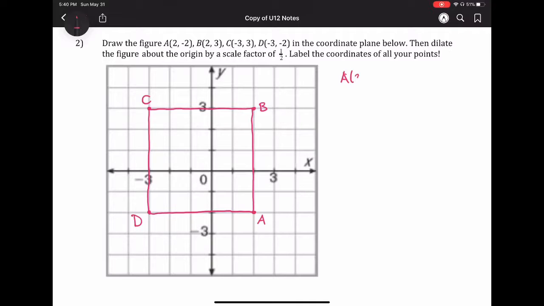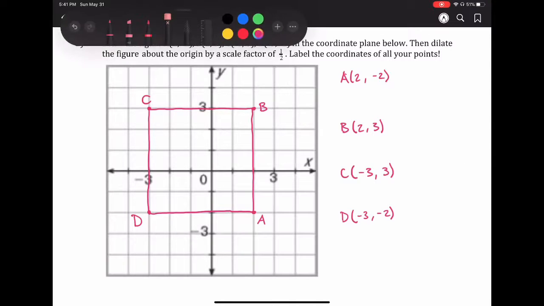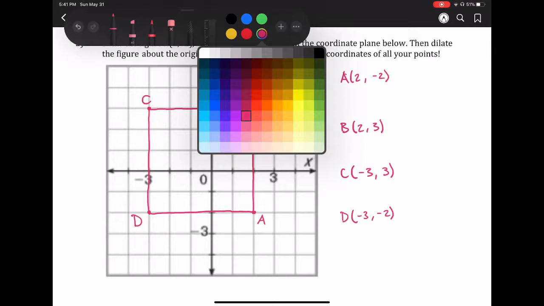So I have A at 2, negative 2. I have B at 2, 3. I have C at negative 3, 3. And I have D at negative 3, negative 2. All right. So we are dilating by a scale factor of 1/2.